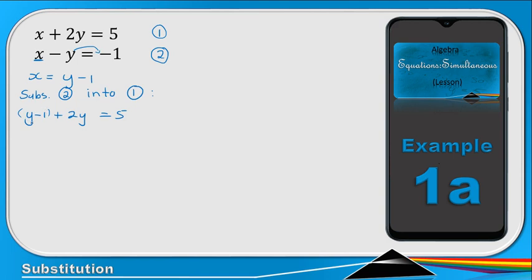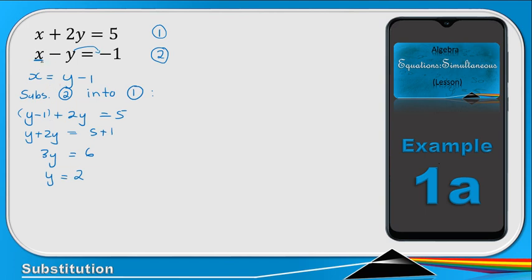So in normal linear equations, we take the y's to the one side, and we take our constants to the other side. So that's 5 plus 1. This becomes 3y equals to 6. Then we divide both sides by 3, so y is equal to 2. And then we still need to find x's value. This is quite easy now.